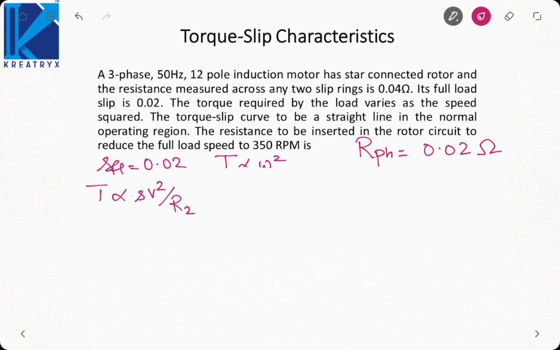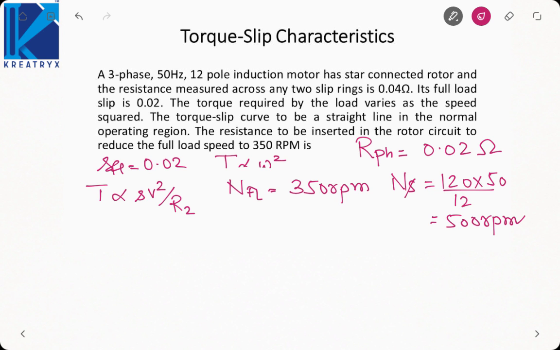The resistance to be inserted in the rotor circuit to reduce the full load speed to 350 RPM. That means I need to make the new speed 350 RPM. So first let us calculate NS. 120 into 50 by 12, that is 500 RPM. So what is the new full load slip? 500 minus 350 by 500, 150 by 500, 3 by 10 or 0.3. That is the new slip required.